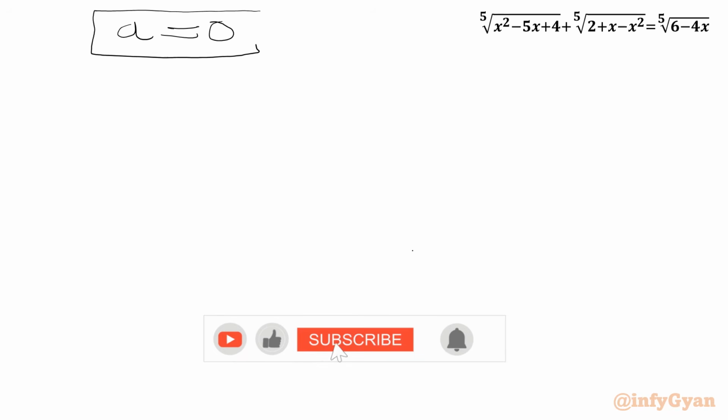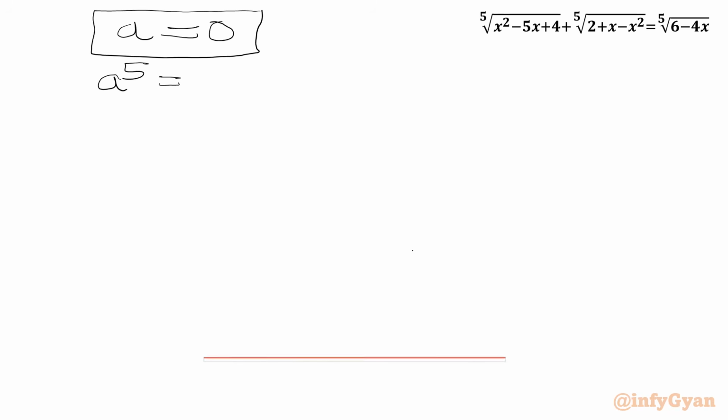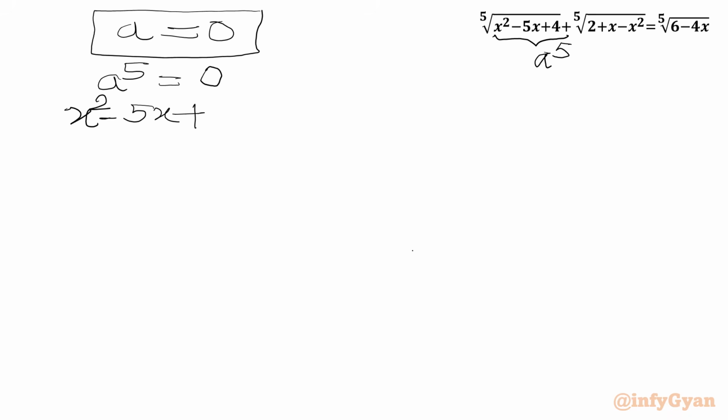By raising power 5 both sides, we will write a power 5 will be 0 power 5, which is 0. Now here we have a power 5. Radicand x square minus 5x plus 4 is a power 5. So we'll write directly x square minus 5x plus 4 equal to 0.